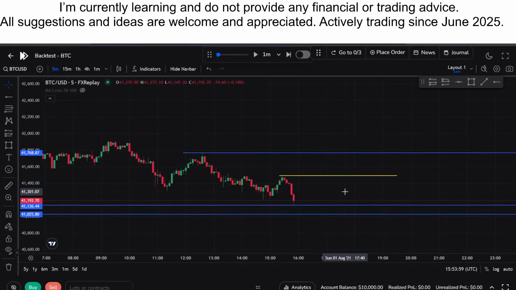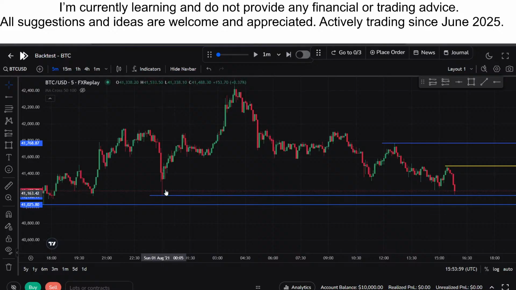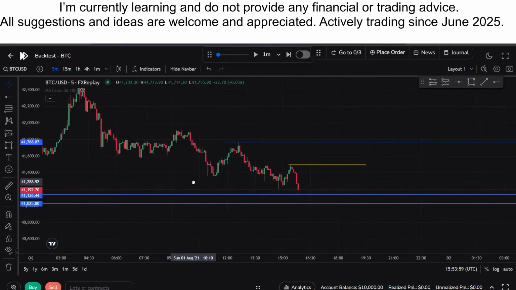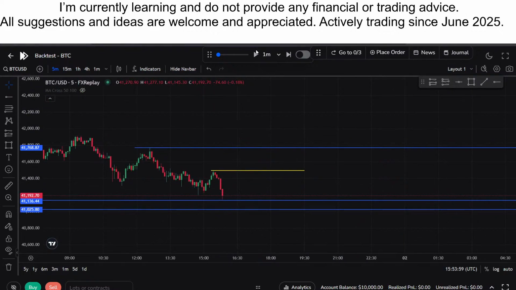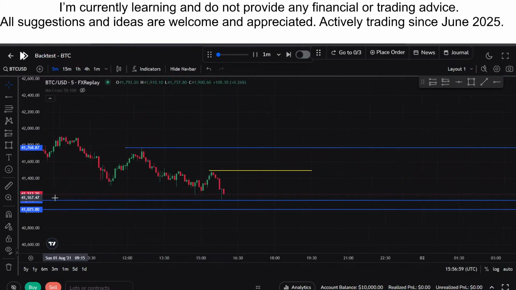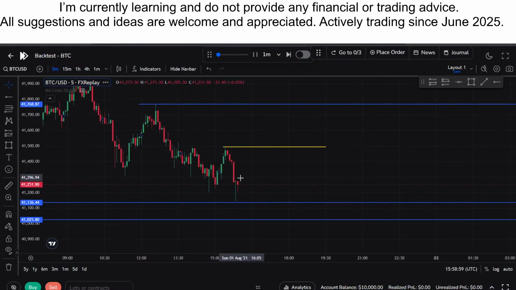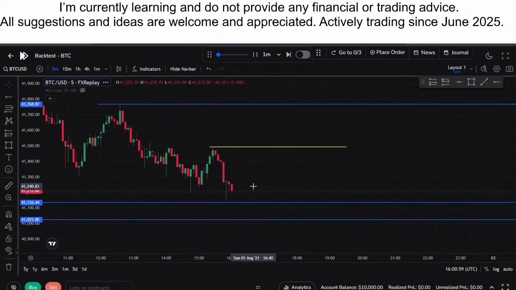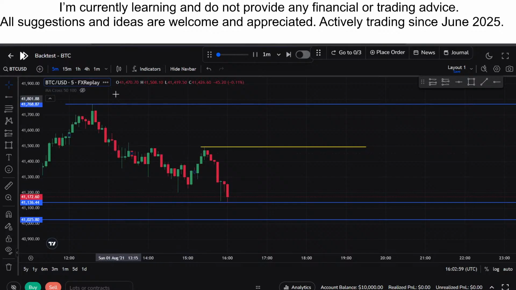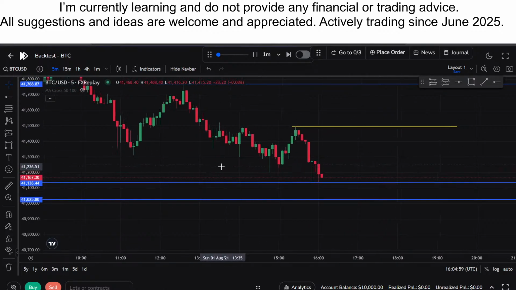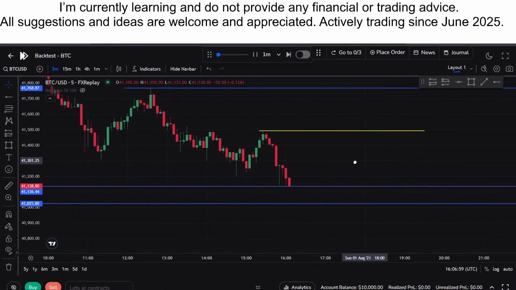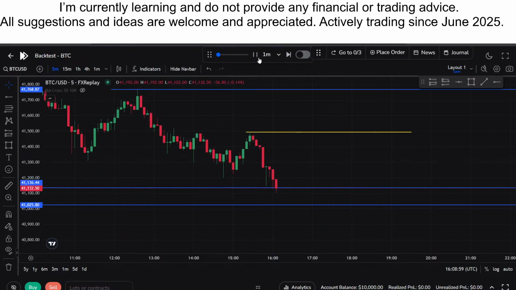So now let's go to the 5 minute chart, and here we can see that there is a liquidation area. Let's go to the liquidation area and see what happens in this time frame. So now on the 5 minute chart, here we have got this fair value gap. We have a fair value gap here.